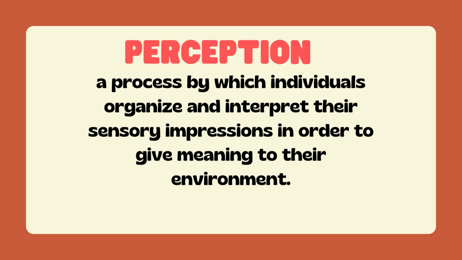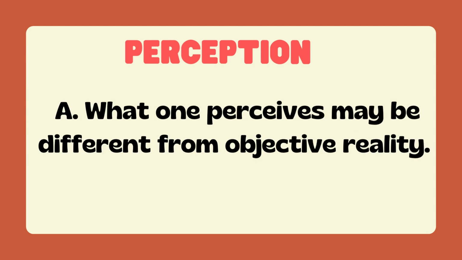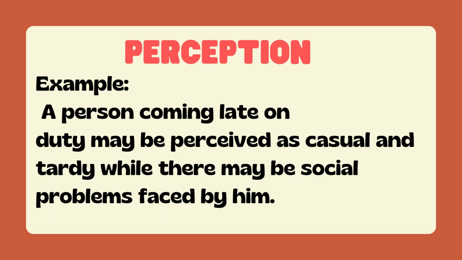Let's start off with the definition of perception. Perception, by definition, is a process by which individuals organize and interpret their sensory impressions in order to give meaning to their environment. So, what one perceives may be different from objective reality. For example, a person coming late on duty may be perceived as casual and tardy, while there may be social problems faced by him.